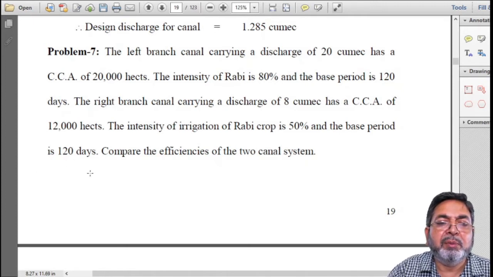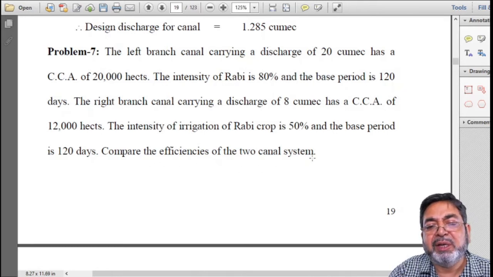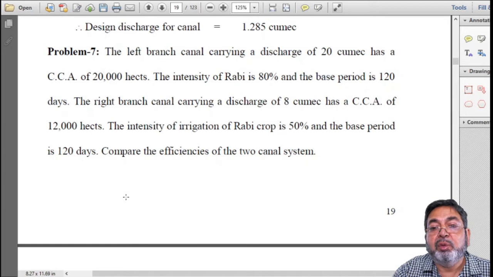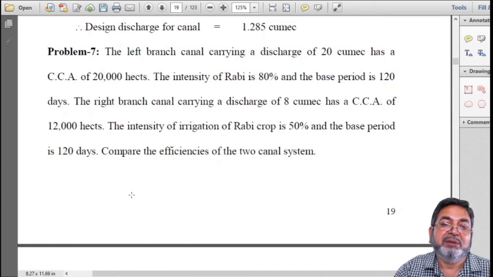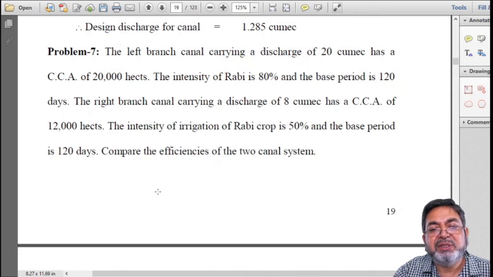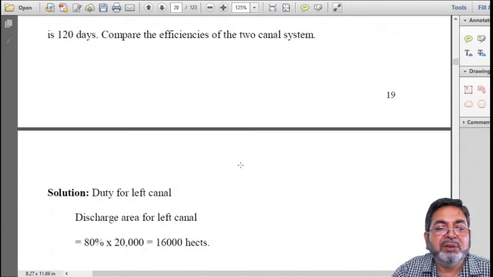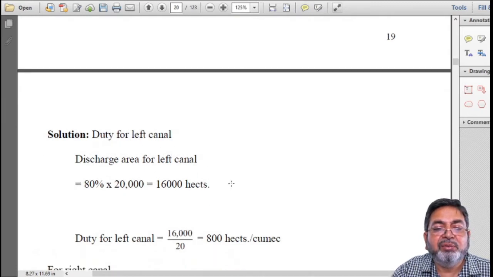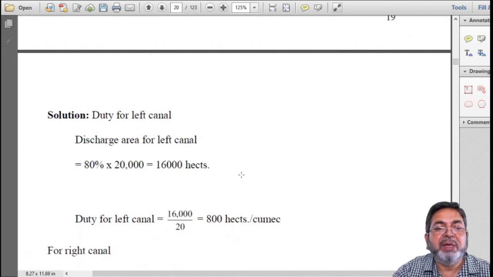So you have to compare the efficiencies of the two canal system. Now a question arises, on what basis you will compare the efficiencies of the two canals. So the basis is the duty. You have to find out the duty for left canal as well as for right canal, and on the basis of the duty you can compare the efficiency of the canal system. So now we can come to the solution. So first we will find out the duty for left canal. So to get the duty, we have to find out the area.